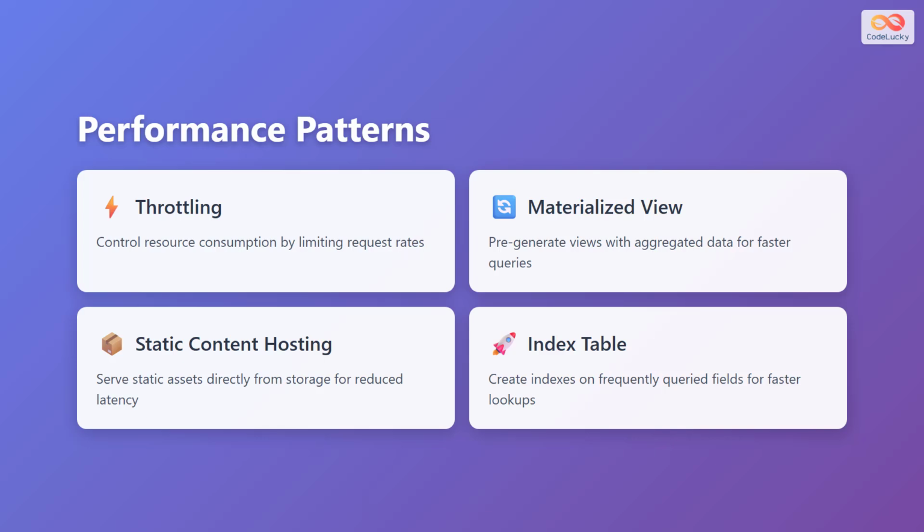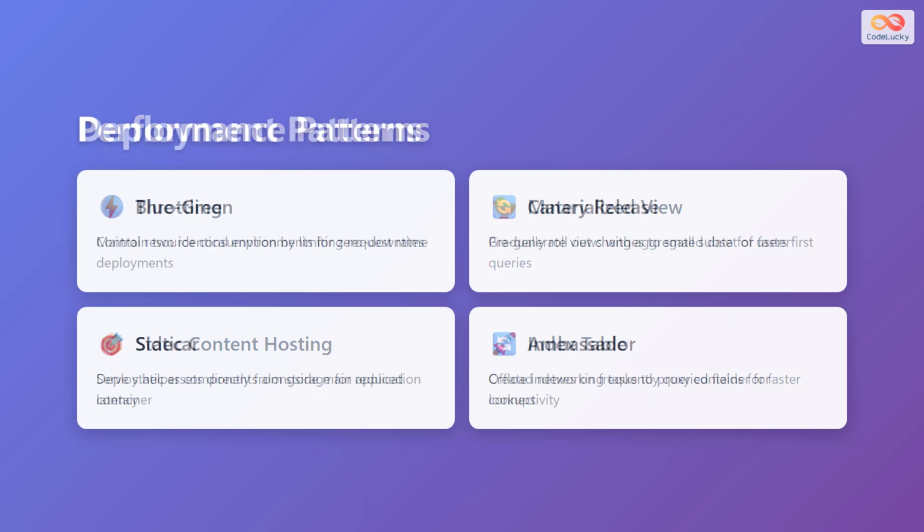Performance patterns optimize how efficiently your system operates. Throttling controls resource consumption by limiting request rates, preventing any single user or service from overwhelming your system. Materialized view pre-generates views with aggregated data, so complex queries can be answered quickly without expensive calculations. Static content hosting serves assets directly from cloud storage rather than through application servers, reducing latency and server load. Index table creates indexes on frequently queried fields, dramatically speeding up data lookups.